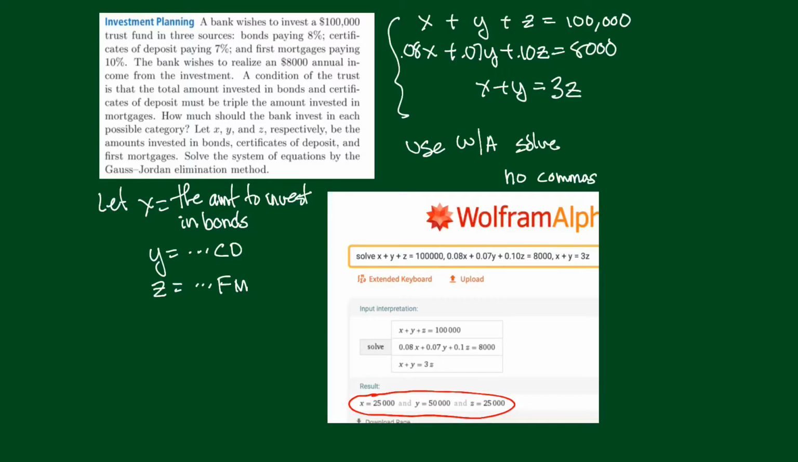The question is this. How much should be invested in each possible category? So let's summarize this by saying this. All right, what do we have first? Bonds. In bonds, we're going to put $25,000. In CDs, we're going to put $50,000. And in first mortgages, we're going to put $25,000. That's our answer.